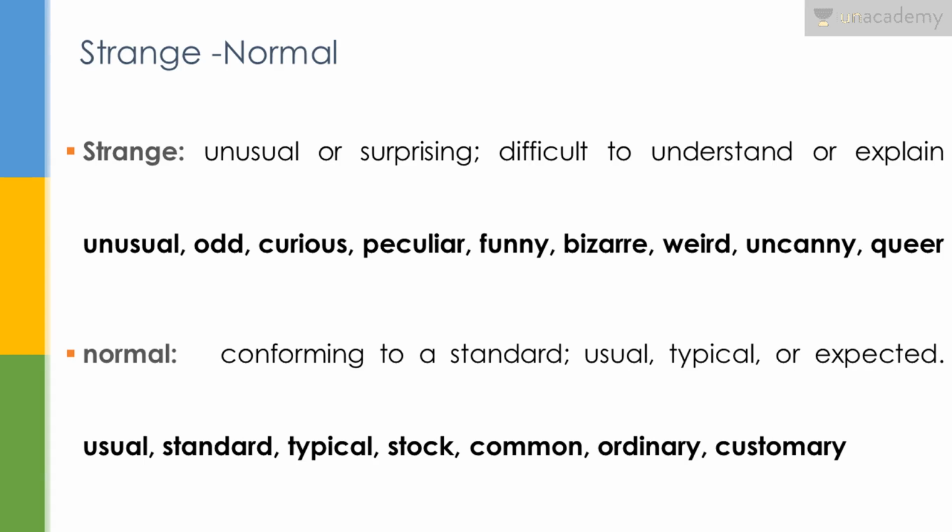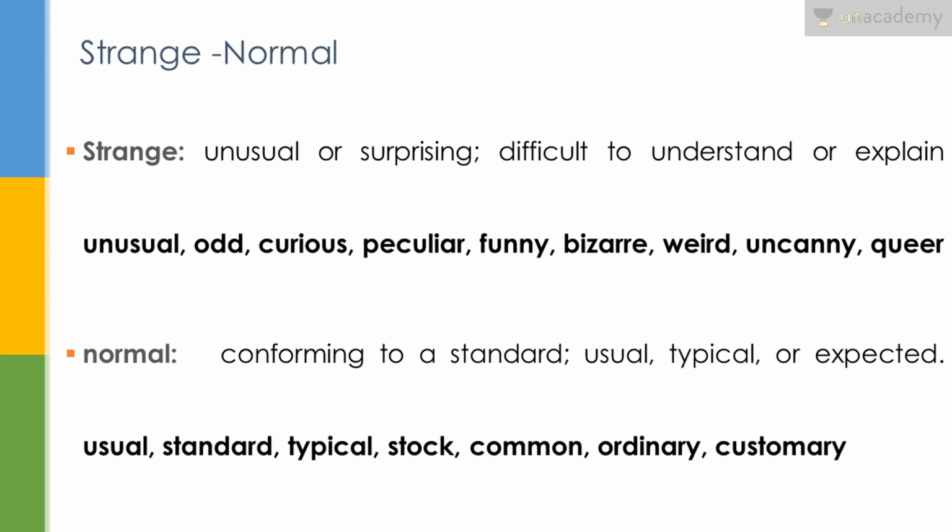Alright, normal. Normal basically means conforming to a standard, usual, typical or expected. So anything जो बहुत ही normal है अपने हिसाब से, जिसमें कोई अलग चीज़ नहीं दिख रही है आपको. The other words for the word normal are usual, standard, typical, stock, common, ordinary, customary. For example, you say it's quite normal for puppies to bolt their food. You say her temperature was above normal, so it wasn't normal, it was more than expected. It wasn't in the expected state or in the expected condition.